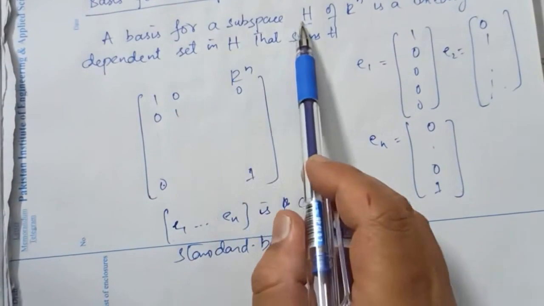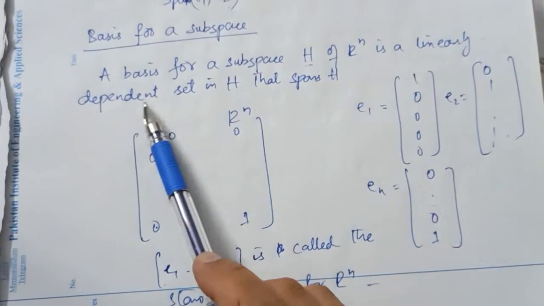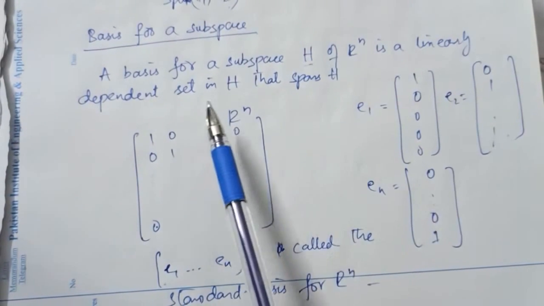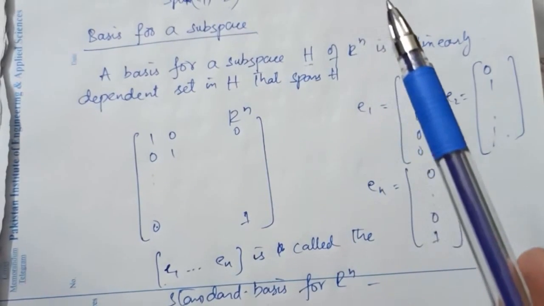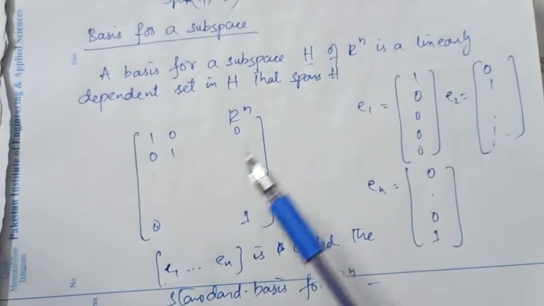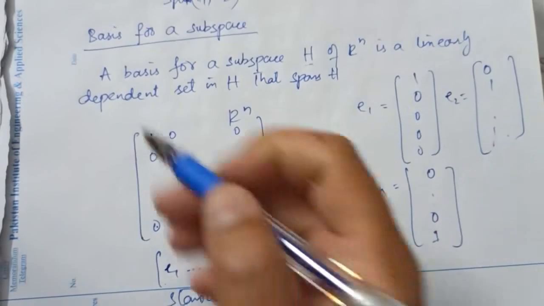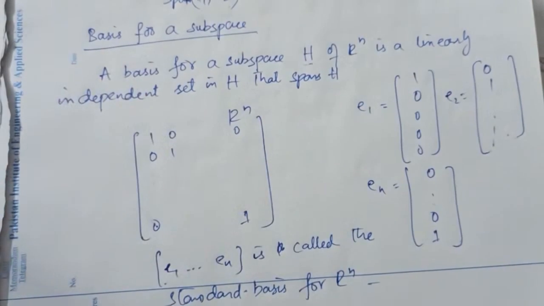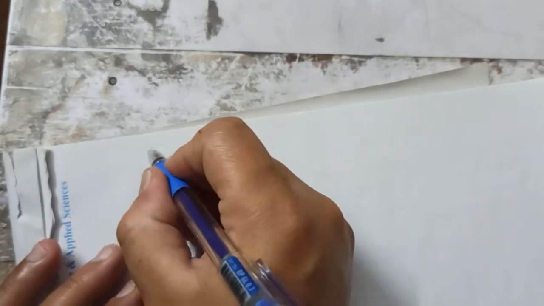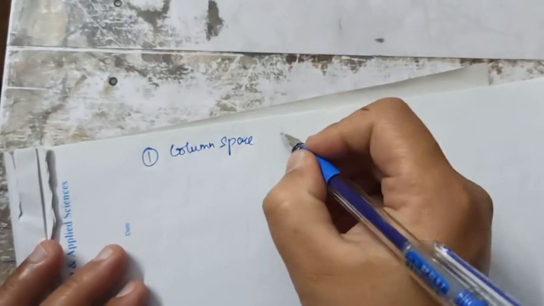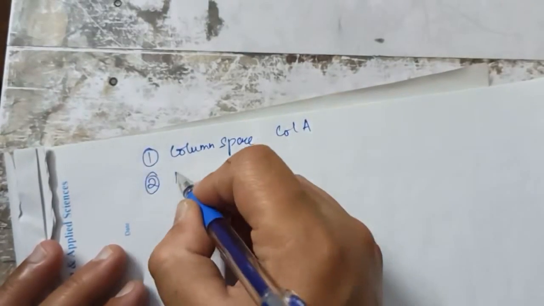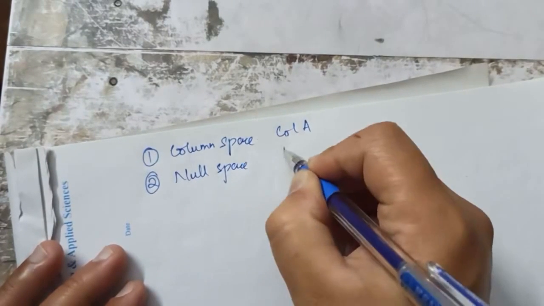But for any subspace H, a basis is a linearly independent set in H that spans H. The condition here is that it should be able to cover all the vectors in H by simple linear combinations of this linearly independent set in H. Now this basis can be for any subspace. We have already defined two kinds of subspaces, the column space, denoted by Col A, and the null space, defined by Nul A.